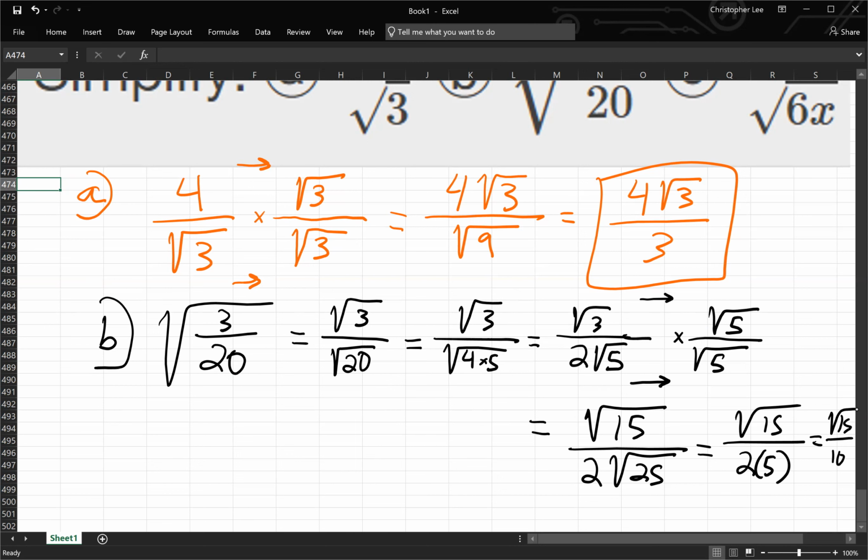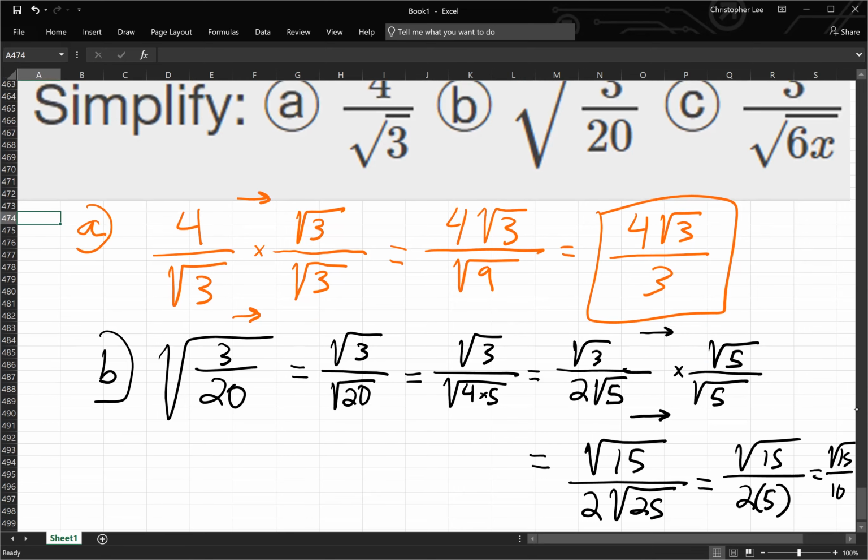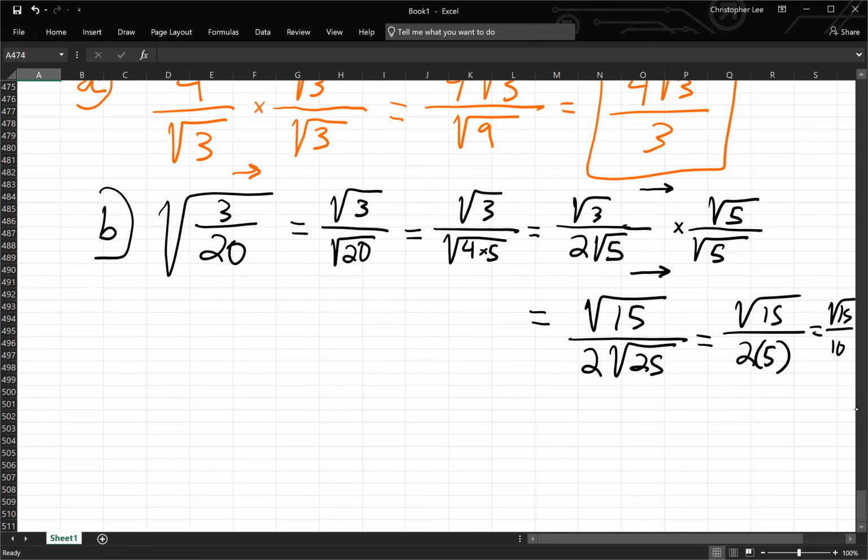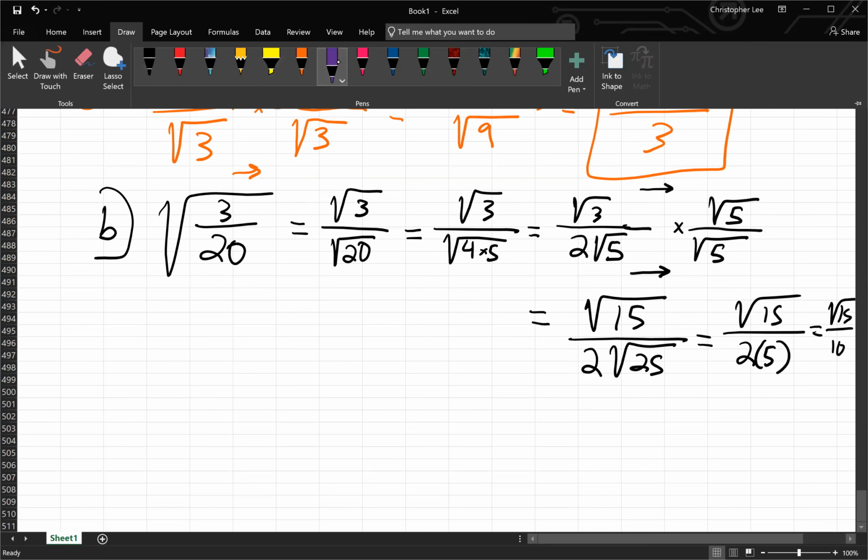This one seems longer, but it's the same thing. If we did it with the 20, I would have had square root 60 over 20, and then square root 60 would reduce down. It would still have come out to the same answer. It's just that I'd have to reduce it at the end. But you now know the secret: you could do either or. I want to take a look at C now.